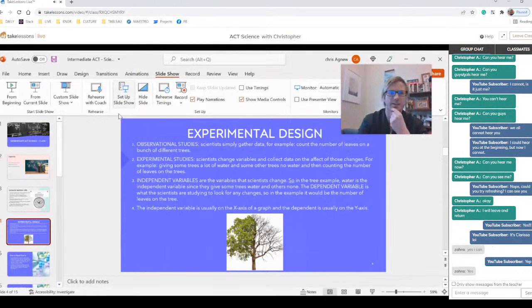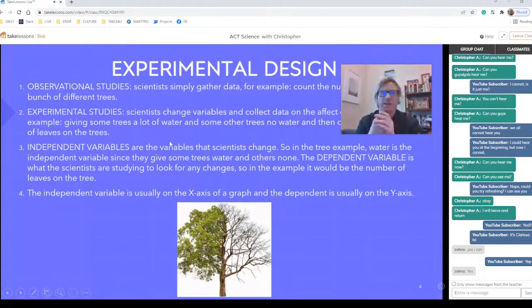So one of the things that they're going to test you on is experimental design. That means, do you know what an independent variable is? Do you know what a dependent variable is? Do you know the difference between an observational study and an experimental study? That stuff is not going to necessarily get you a perfect score, but it just makes your life easier on this test.